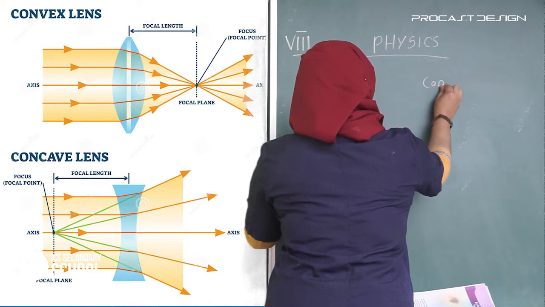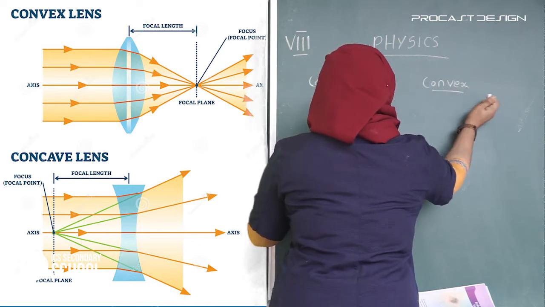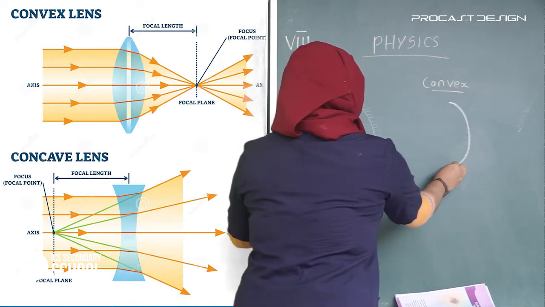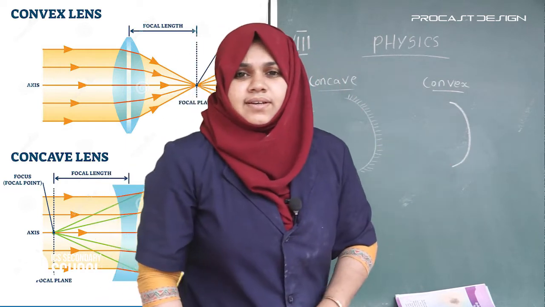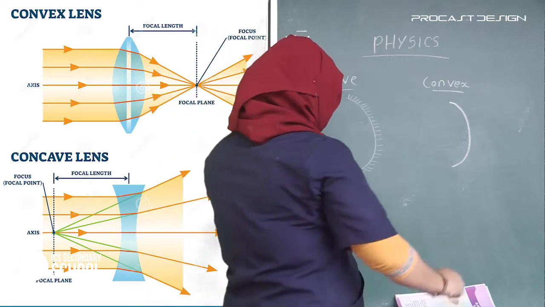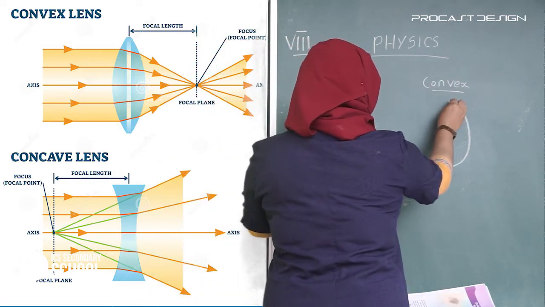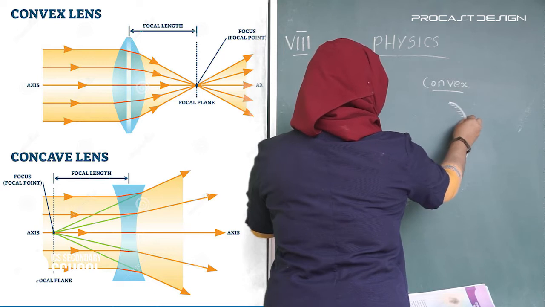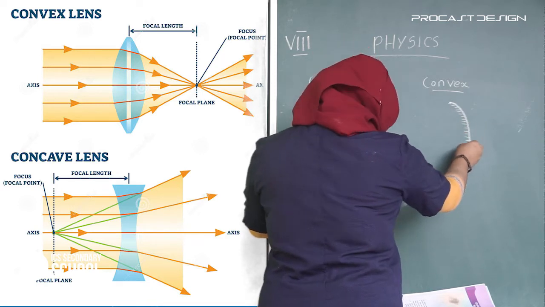Next, how can a convex mirror be drawn? We learned about this in your 7th standard. The convex mirror is drawn like that.